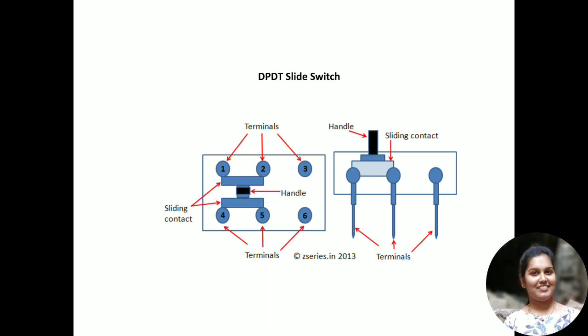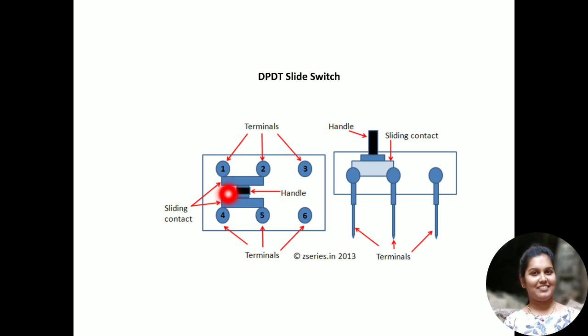The same sliding action we can see for the double pole double throw switch, but here we'll have 6 different positions, 6 different terminals. We see sliding contacts on the upper side between the terminals 1, 2, 3, and another sliding contact between 4, 5, 6. The middle black one is nothing but the handle.